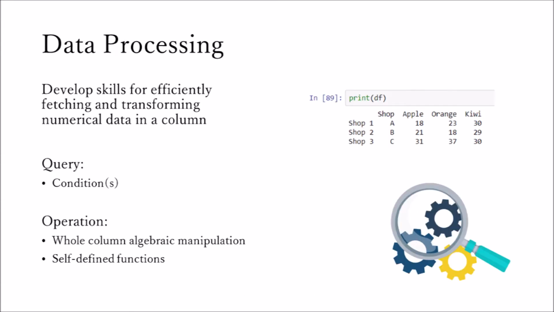Now we will do something more. In this chapter, we will introduce two concepts. First, we will demonstrate how to use conditions to filter the data frame so that you collect rows which satisfy the condition. Second, we will learn how to operate on the data collectively at the column level. We will learn how to apply algebraic manipulation and self-defined methods to the column data in order to modify the data or to create a new column based on the original data.